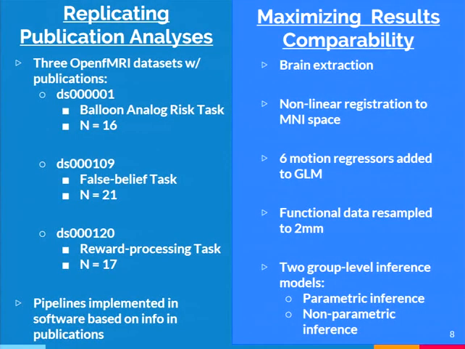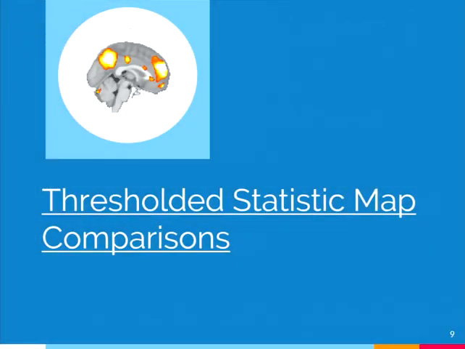Now, although I've already said we wanted to replicate the original analysis, our main goal here is to look at differences between software packages. So before we started this study, we determined some fundamental steps to ensure that our results were comparable. And these are commonly known best practices. So we decided that we would always use brain extraction of the anatomy. We would always use nonlinear registration to MNI space for the functional data. And we would always use 6 motion regressors in the GLM. So these are practices that all of these software packages would advocate. So now that's the setup.